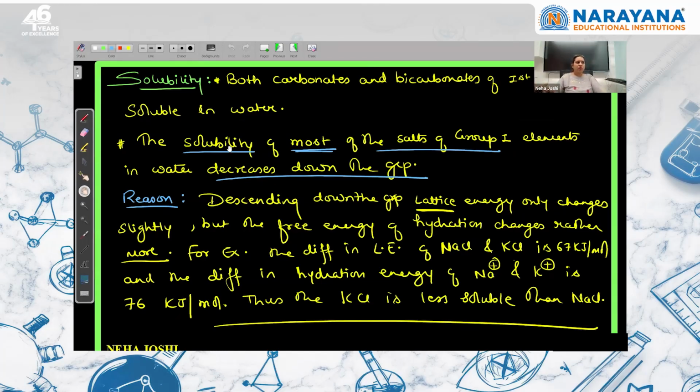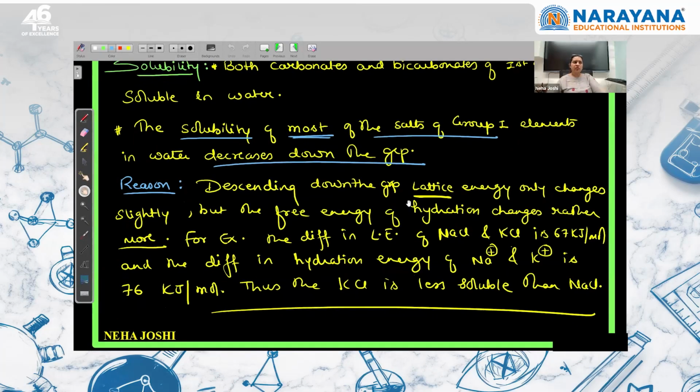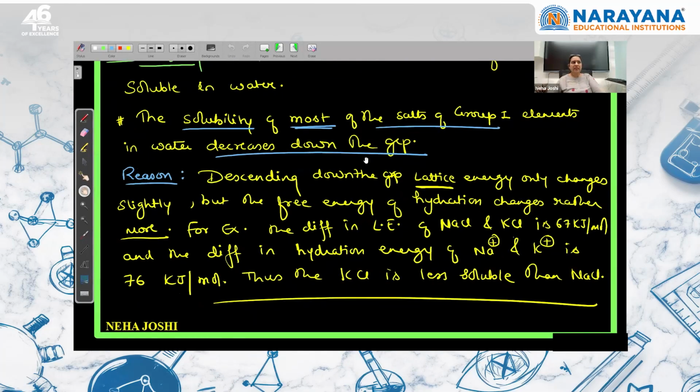Our first group are water soluble. Solubility of most of the salts of group 1 decreases down the group. As we go down the group, whenever there is a decrease in the solubility, you place entire credit to hydration energy.